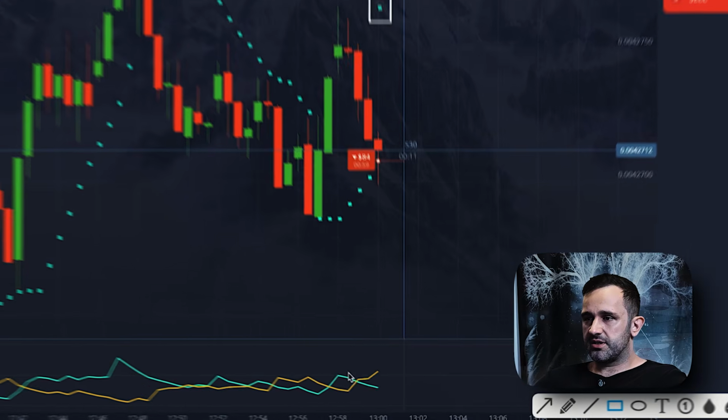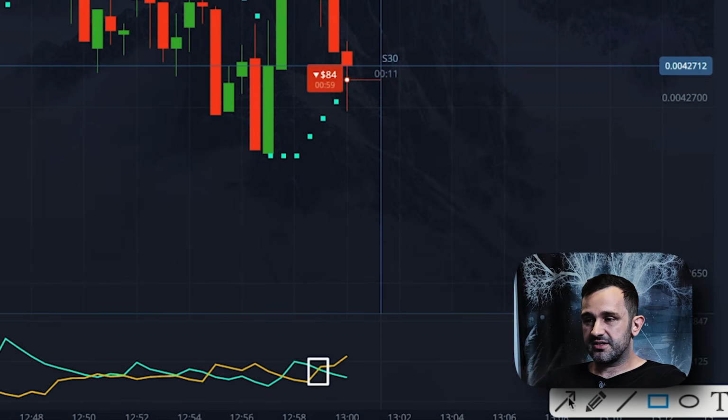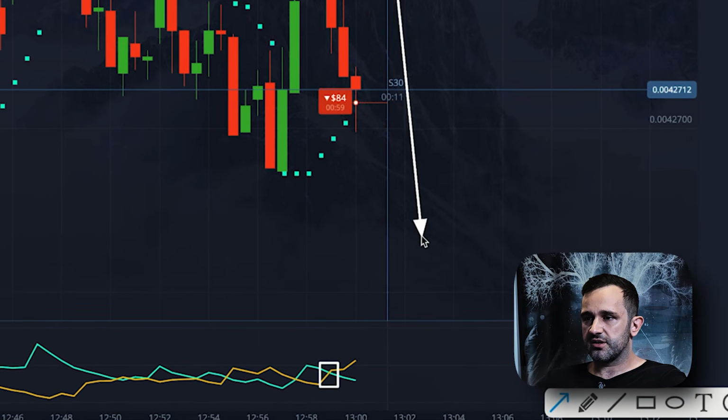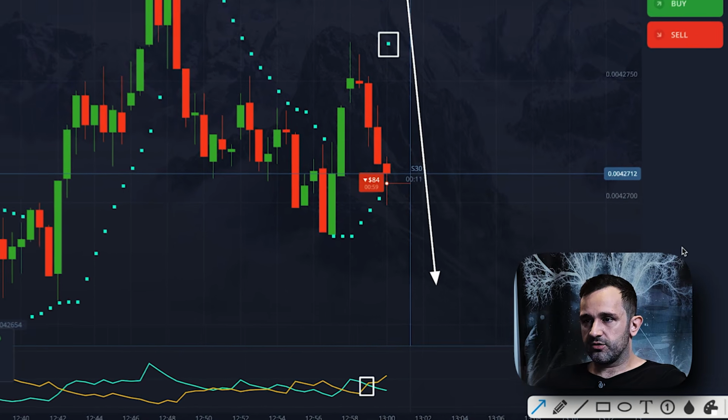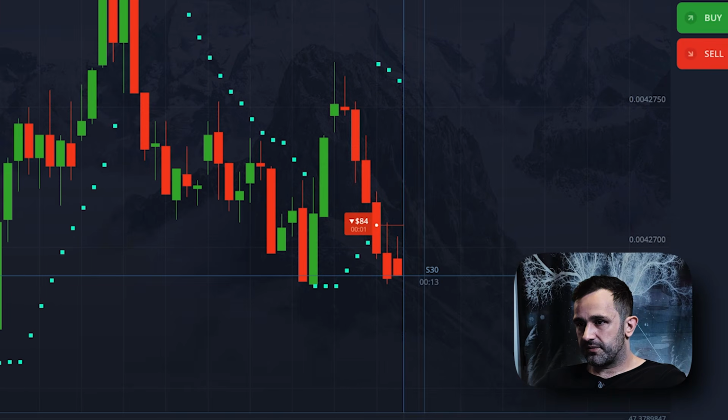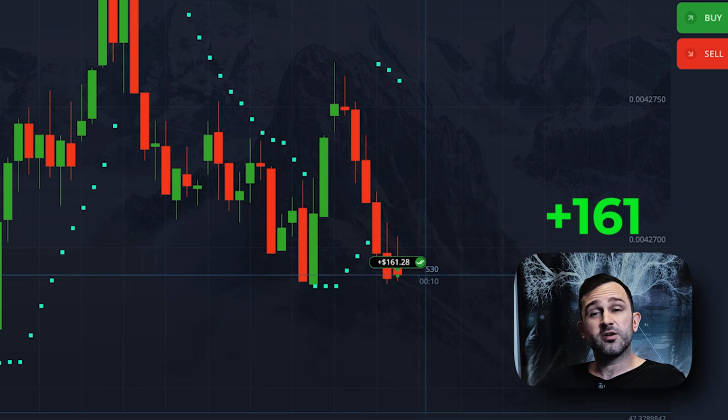On ADX, we immediately see that DI minus is above DI plus, which means sellers have the advantage and the downward impulse is stronger. So the probability of a move down increases, and this trade looks profitable. Let's wait for the close. And yes, plus $161. Great start.